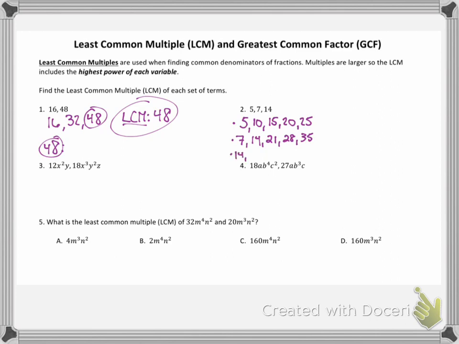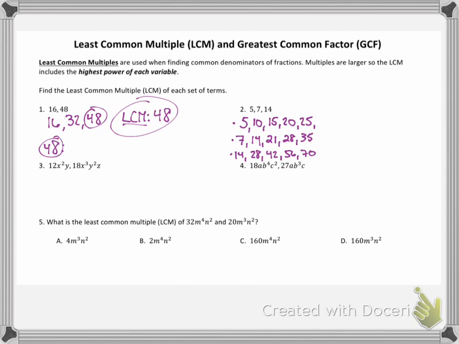Now we're going to go ahead and count by 14s. So times 2 is 28. Times 3 is 42. Times 4 is 56. And times 5 is 70. Now, if I look at all three lists, in order for an LCM to exist, it doesn't matter if I give you 2 numbers, 3 numbers, 100 numbers, you have to have the same multiple in all of your number sets. So I currently don't see any numbers in common with all 3 sets, so I'm going to keep going.